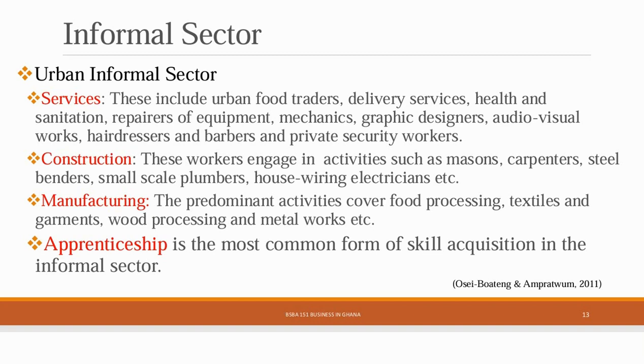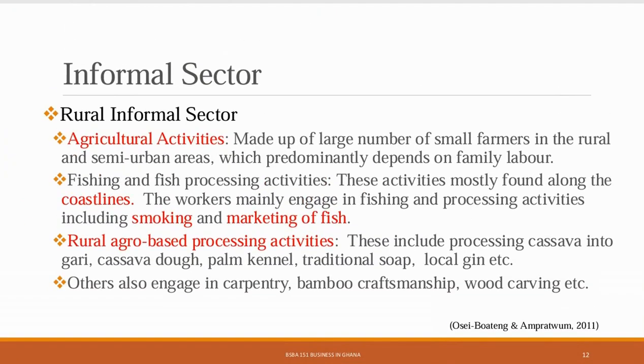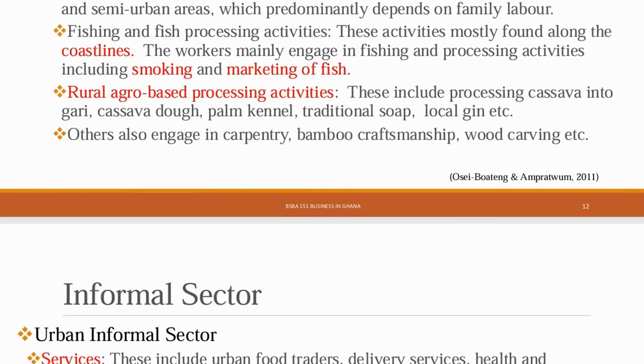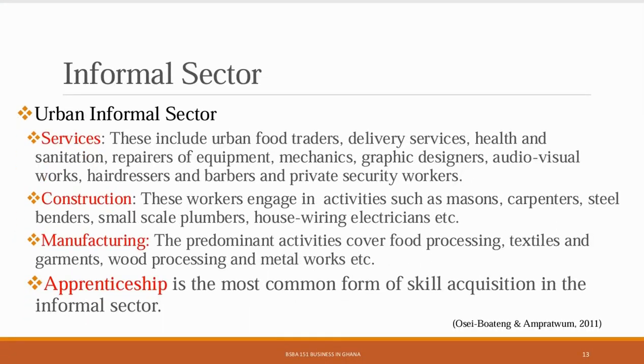So in an examination, if they ask you to identify whether this kind of business is under rural or urban informal sector, you should be able to do so. Okay, yes, because we have realized under the rural, it deals with agricultural activities, fishing, processing, rural agro-based processing, and others, right? Yes, and when you come to the urban informal, that is where we talk about services, construction, manufacturing, and apprenticeship.